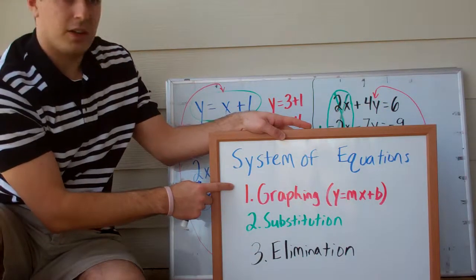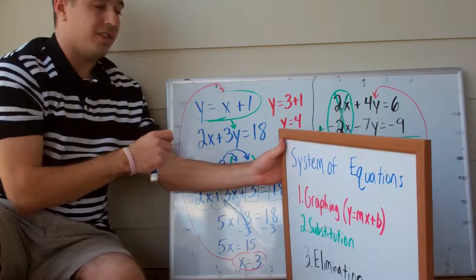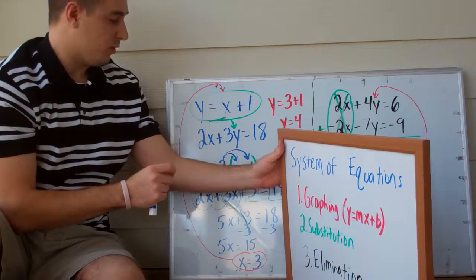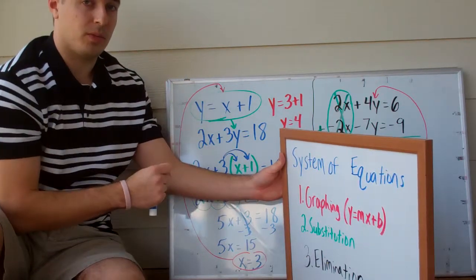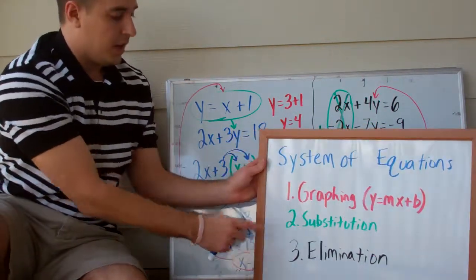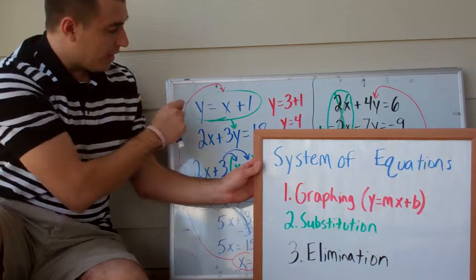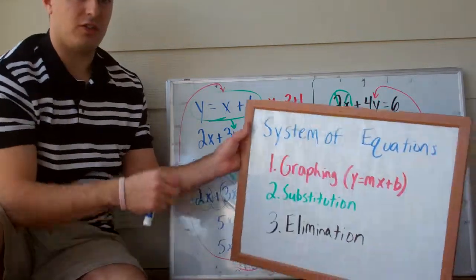Now graphing, like I said, needs y equals mx plus b. One of them is in that form, but at the same time, that's probably our last resort, because this other one we'd have to completely redo to get y equals mx plus b. So I'd recommend probably substitution or elimination. With elimination, though, we don't really have anything that will cancel out, so we can't use that either. So let's look at substitution.